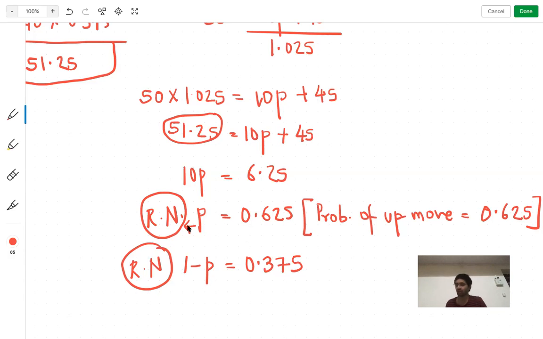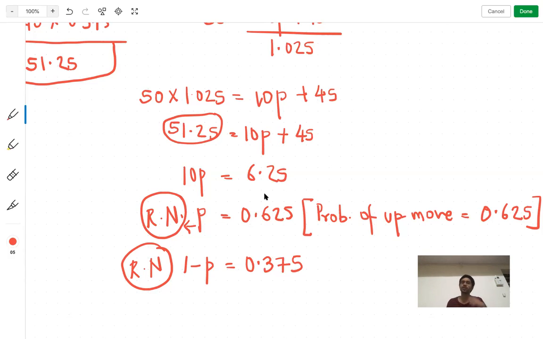These are not the real world probabilities. I am time and again stressing this fact because sometimes the question might not be clear, and sometimes ICAI has actually distinguished in a question between real world probability and risk neutral probability.